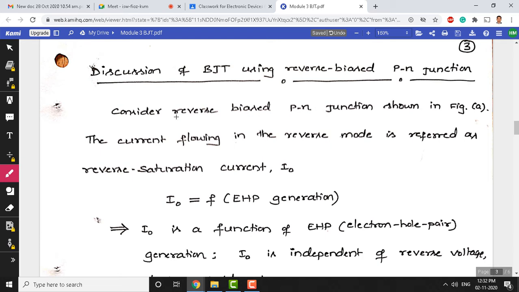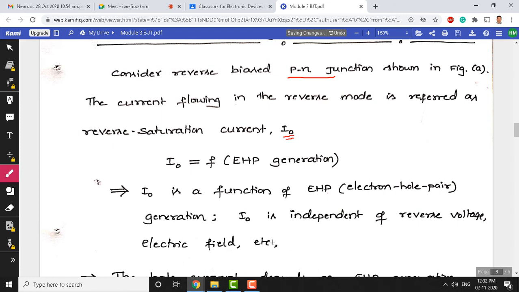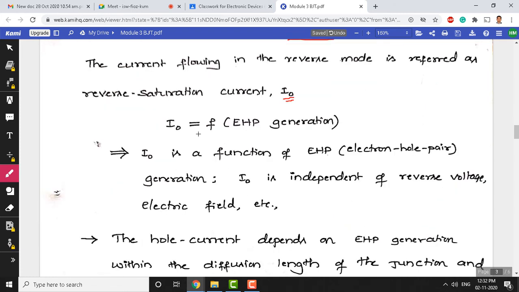Okay. So, in the previous topic, what we have seen is the reverse biased PN junction that we have shown here. It has got reverse saturation current I naught. That reverse saturation current is not a fixed quantity, it depends on certain parameters. The reverse saturation current I naught is a function of electron hole pair generation.